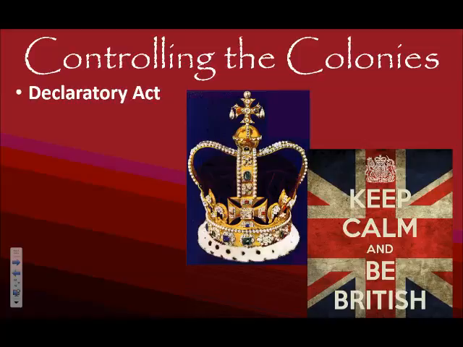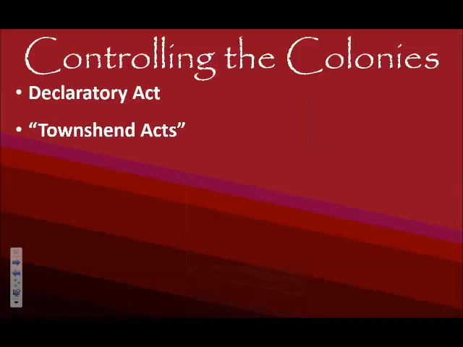The following year, we have a whole group of acts called the Townshend Acts. These are named after the head of the Treasury. In Britain, it's called the Chancellor of the Exchequer. And the whole purpose of these acts is to, again, raise money to continue fixing the debt that Great Britain saw as a result of protecting the colonists in the French and Indian War.